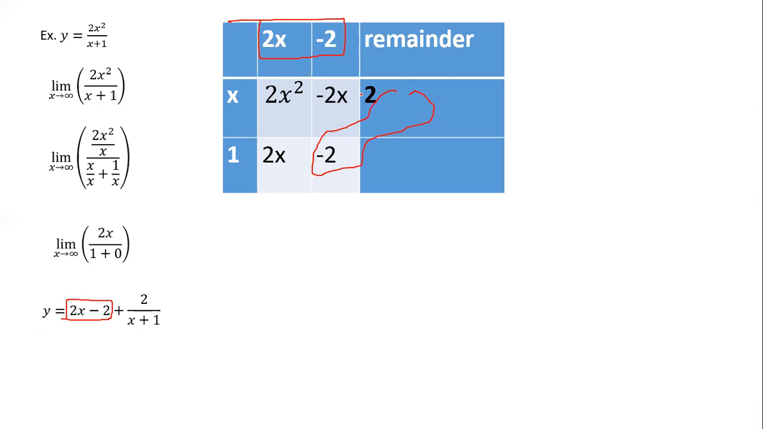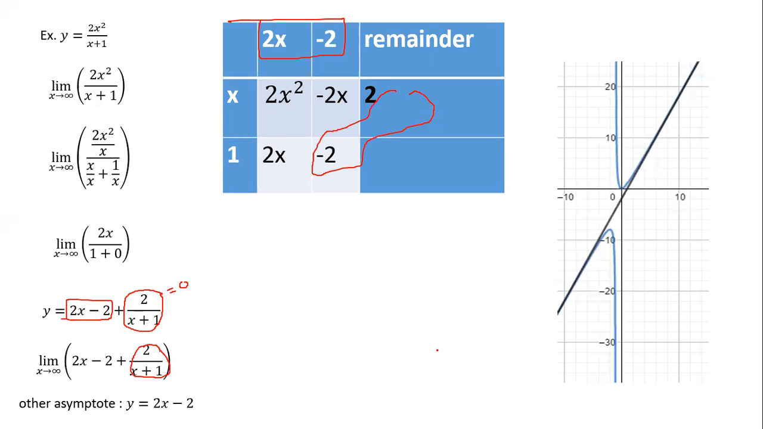Had a remainder of 2, the 2 remains over the fraction. Now when you calculate the limit as x approaches infinity, this will go to 0. So what gave us the infinity? Again, that's the part that gives us 0. This then is the asymptote. What does that look like?